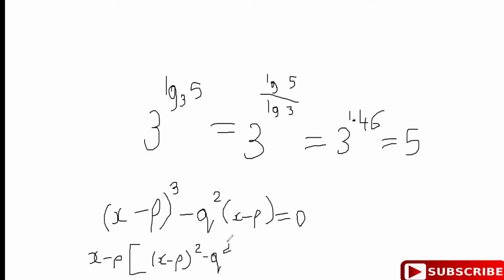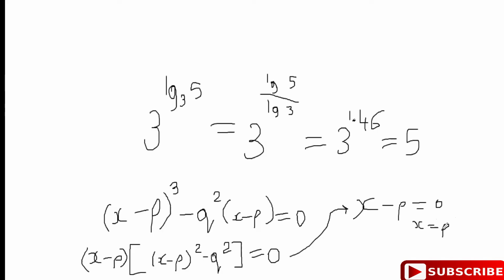And then if we have the product of two numbers being equal to 0, then one of the numbers must be 0. And so we're solving either x minus p equal to 0. When we're solving x minus p equal to 0, what we're getting is x is equal to p. So this one gives x equal to p.